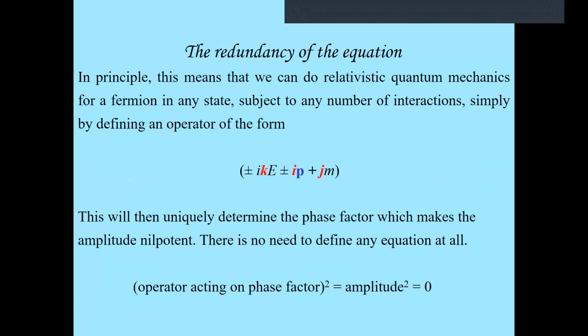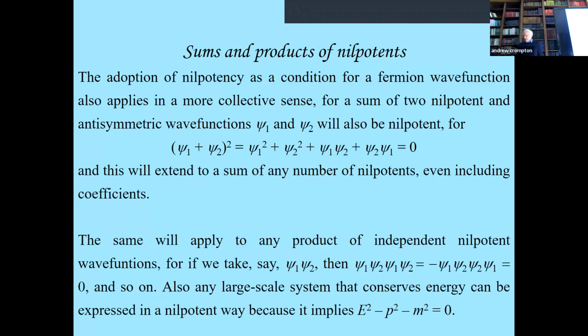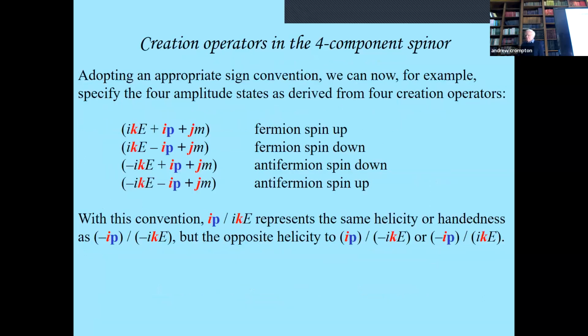So we can define an operator. The equation is totally redundant in many ways; we only need the Dirac operator. We don't need the equation. Get rid of it, because we've already got all the information we need. We give our state, and then we operate that as an operator on the phase factor. We get an amplitude and we square to 0, and we know what it is. I'm saying if you do a sum and a product of the nilpotent, you get another nilpotent. So we can see large scale systems made of nilpotents are going to be also nilpotents. That's a very interesting fact.